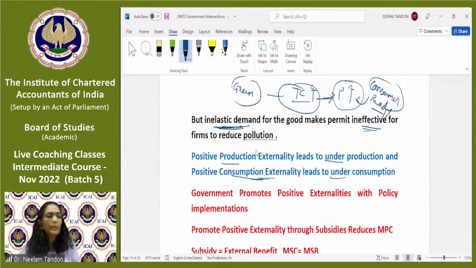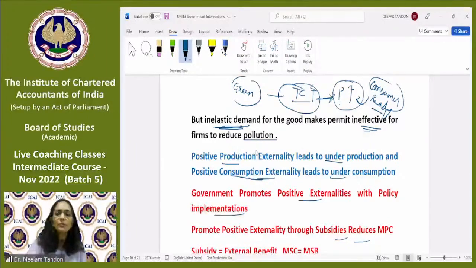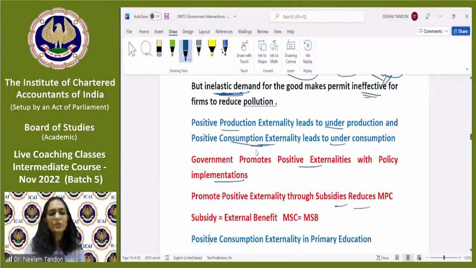There's no efficient allocation of resources. So what's the role of the government? Government promotes positive externalities with policy implementations. Okay, government promotes positive externalities through offering subsidies. So government offers subsidies, and in that case, it promotes positive production externalities, and government offers incentives where they promote positive externalities.